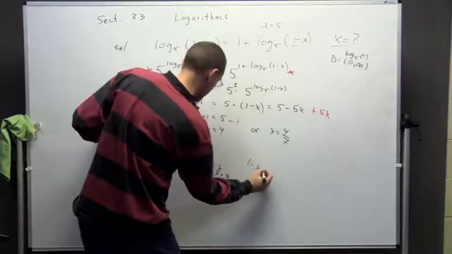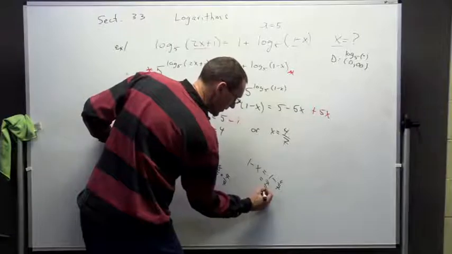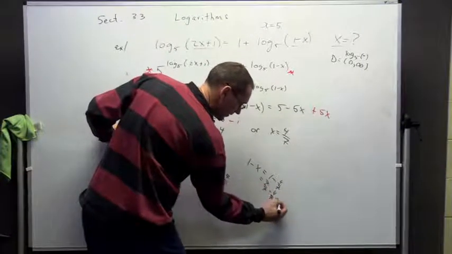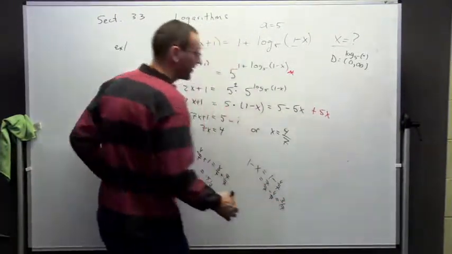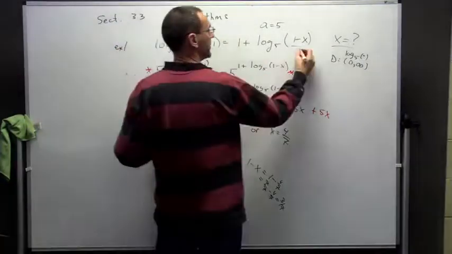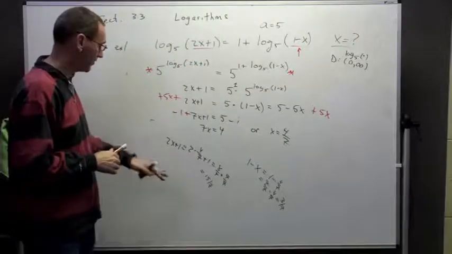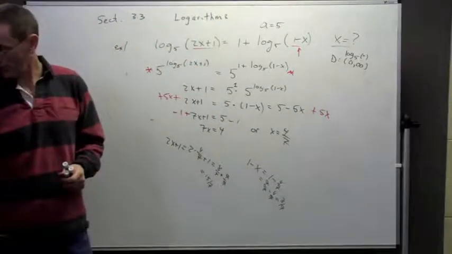Now I have to look at 1 minus x. It's going to be 1 minus 4 sevenths. So the common denominator is 7, and that's 3 sevenths. So the number I'm plugging in here is 3 sevenths, and that's fine. Both of these numbers fit well in the original equation.